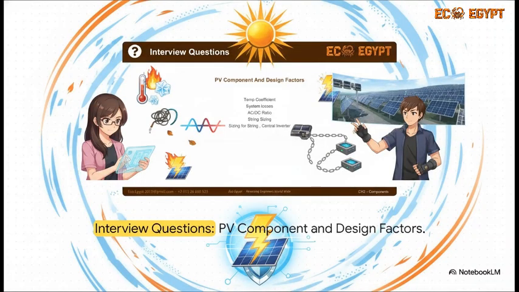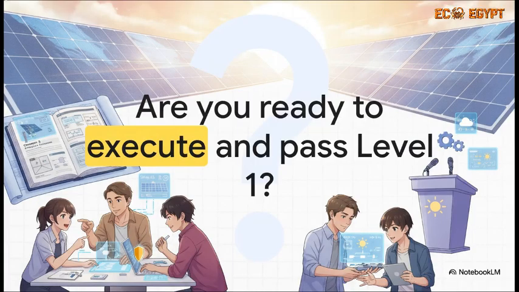Now, what's really interesting here is that you need to be prepared for the specific interview questions for each chapter. For chapters 2 and 3, you're going to be grilled verbally on PV component and design factors. Expect questions on temperature coefficients, system losses, AC-DC ratio, and precise string sizing. Honestly, if you can't verbally explain how a temperature coefficient impacts your open circuit voltage on a freezing morning, you simply won't pass.